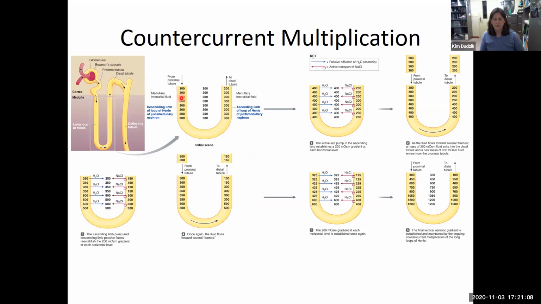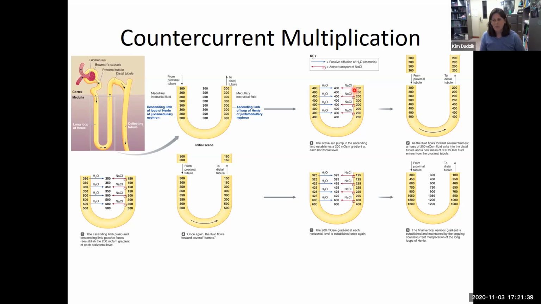of 300, right? And so this is permeable. The interstitial fluid is also 300. It equilibrates, okay? So what happens is as this fluid fills the tubule and it's all 300, remember the ascending loop of Henle actively pumps sodium out. It expends energy to do it. It uses ATP. It's a primary pump.